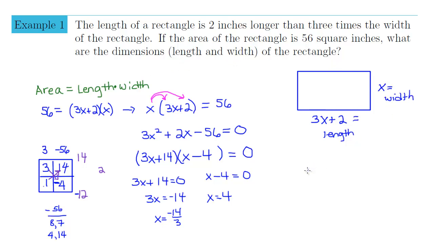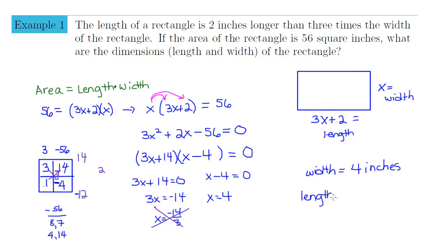Well, in our problem, our width was represented by the variable x. And we have two values for x. x is either negative 14/3 or 4. Now the width of a rectangle can't be a negative number, right? That wouldn't make any sense. So this is an extraneous solution. We can cross it off. 4, however, is a positive number and makes sense. This rectangle can certainly be 4 inches wide. So we say that our width is 4 inches.